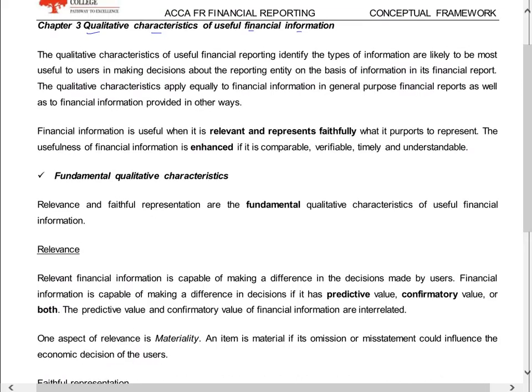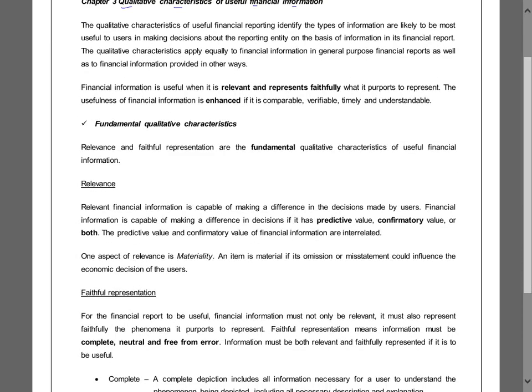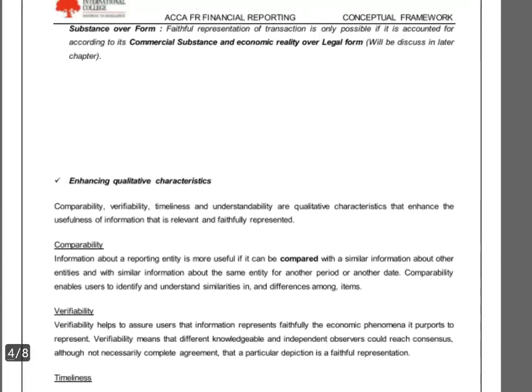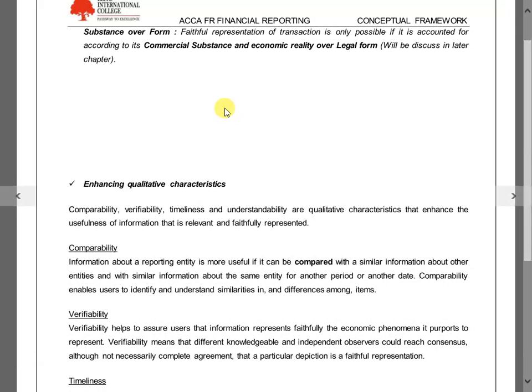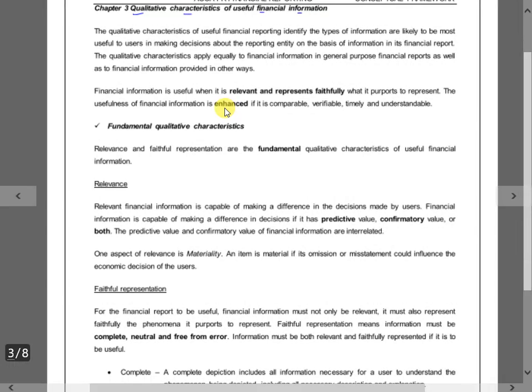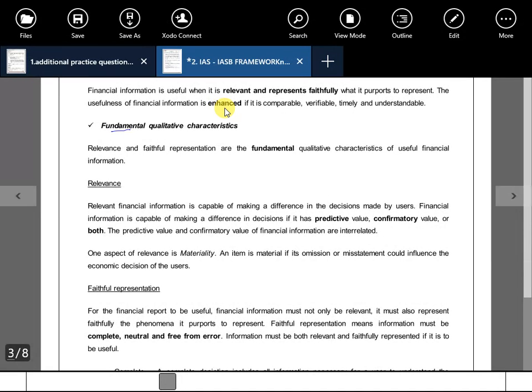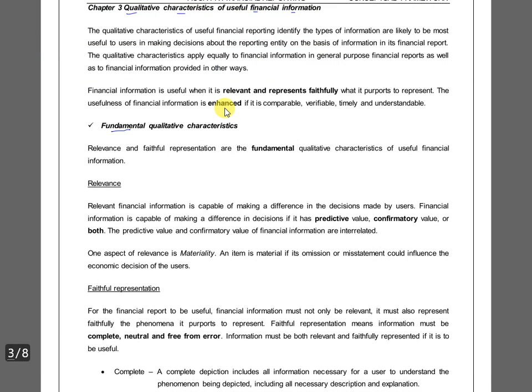Okay, the characteristic, we have the one thing, fundamental qualitative characteristic. Fundamental, if you look at next page, we have enhancing qualitative characteristic. So we start with fundamental first. Means our financial statement must have this characteristic. It's a fundamental characteristic. So what are they?